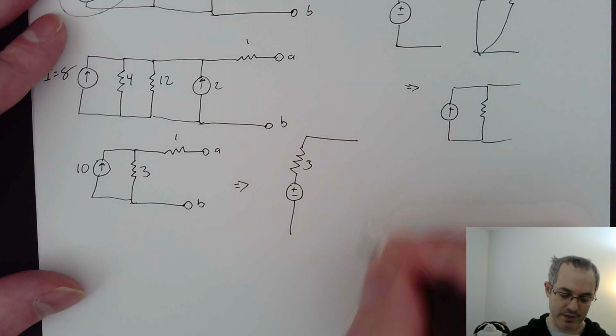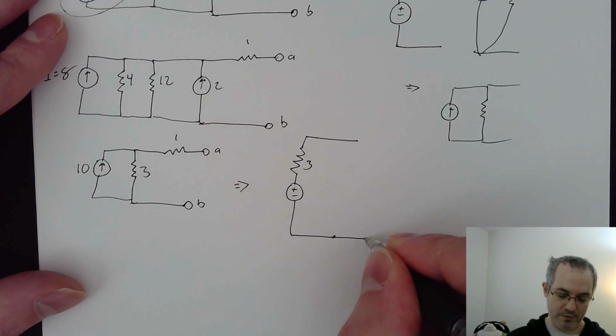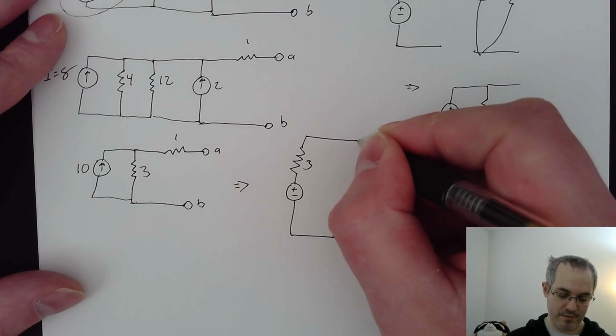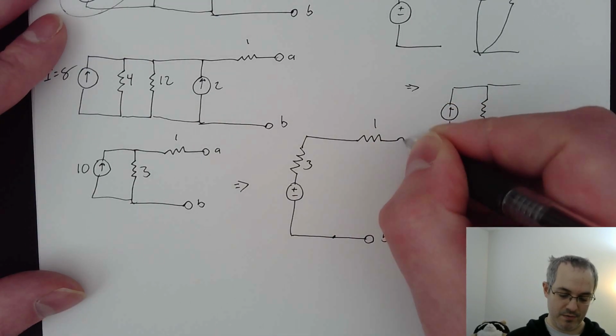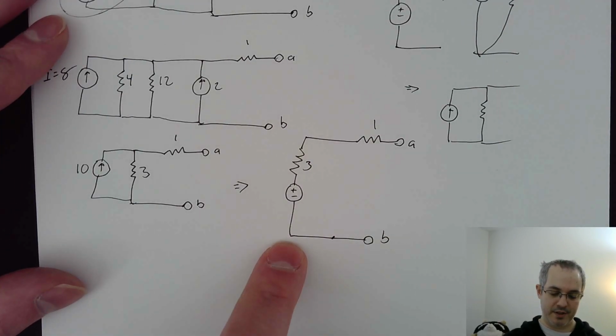So the resistor stays the same. Let's go over here for B. And 1. And that'll be 8. All right, so I did that one a little bit quickly.